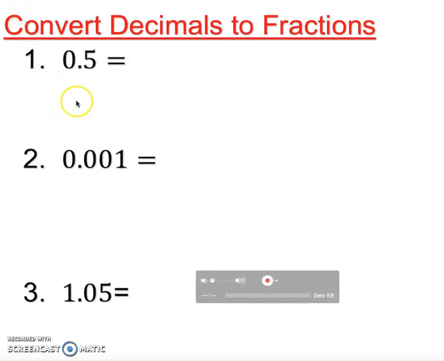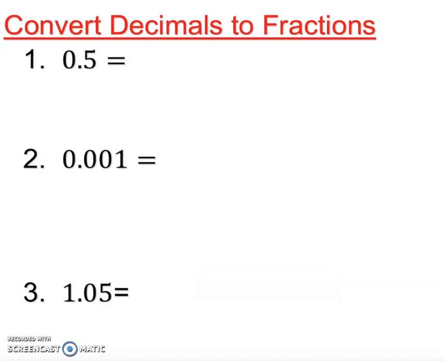Okay, in this video I'm going to show you how to convert decimals to fractions. We have to be very careful on this one. Pay attention, because we must know the place value very well. Okay, let me go with the first one here. Converting decimal to fraction. So what are the keys here, right?